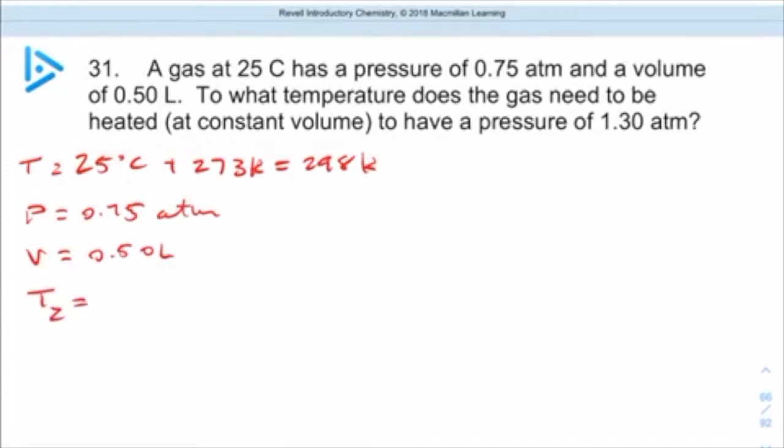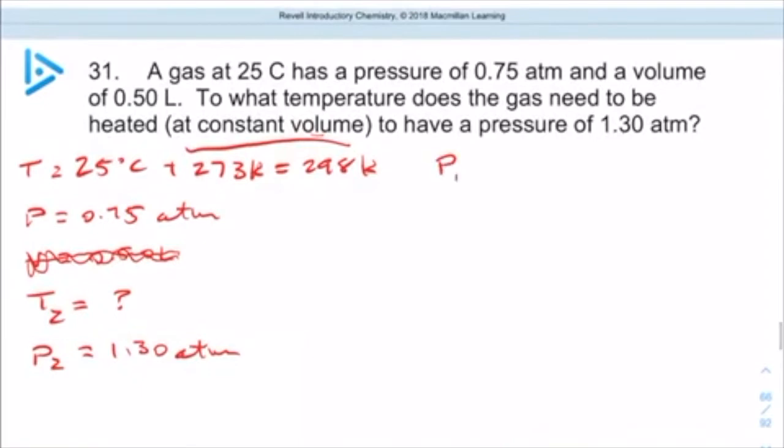So it says specifically what temperature, so a new temperature and a new pressure of 1.3 atmospheres. So it says in the question, at constant volume. So with that in mind, I can just take this out of my list. I don't really care about the volume anymore because it's constant. So the things that are changing are pressure and temperature.